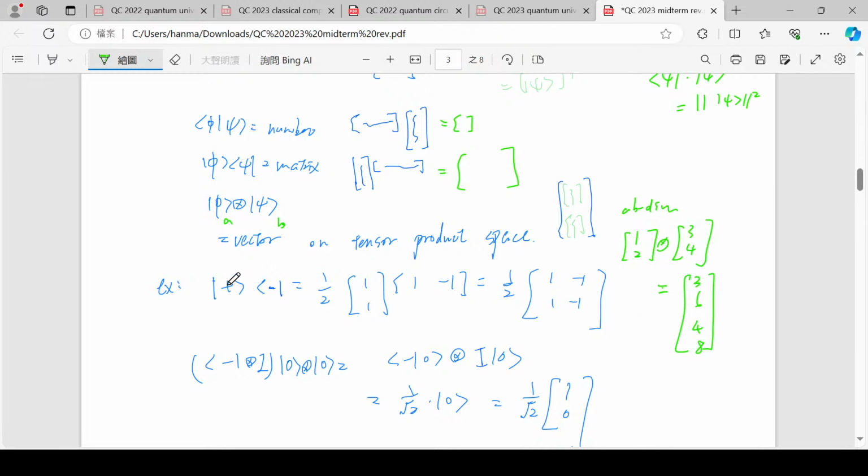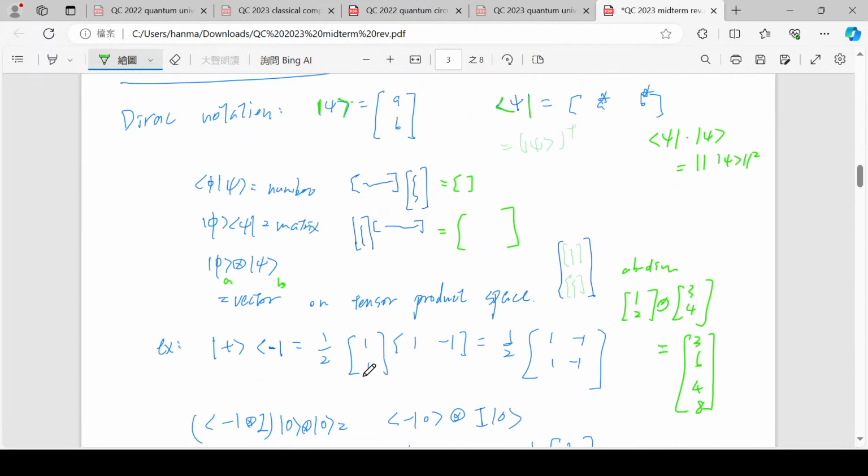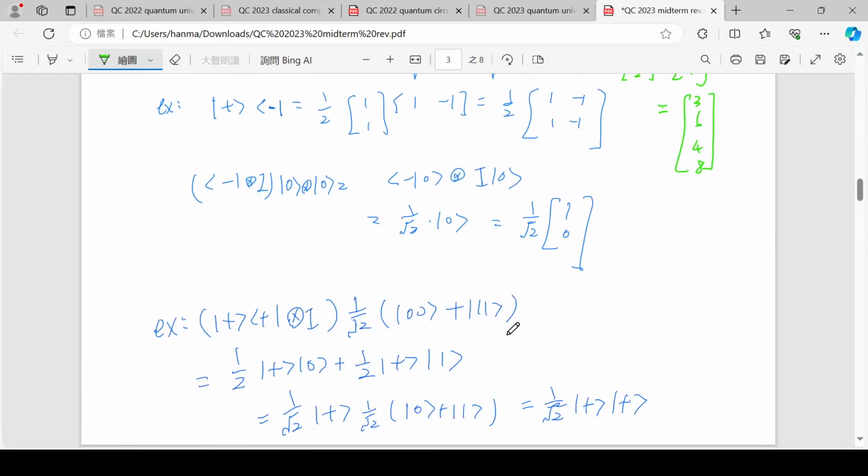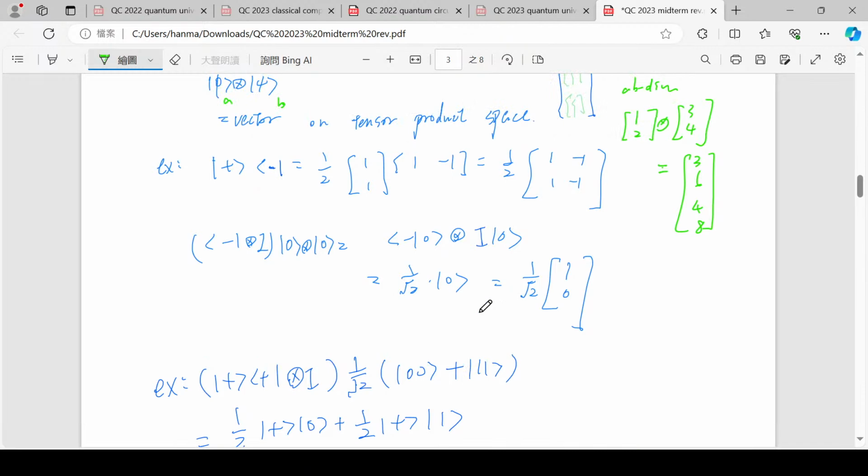And the easier example: plus and minus. So plus ket times minus bra, so it is a column vector times a row vector, and you can do this outer product just by the matrix multiplication rule, and it becomes 1, -1, -1, 1, and also we have a 1/2 outside. And then we have more examples about the tensor product.